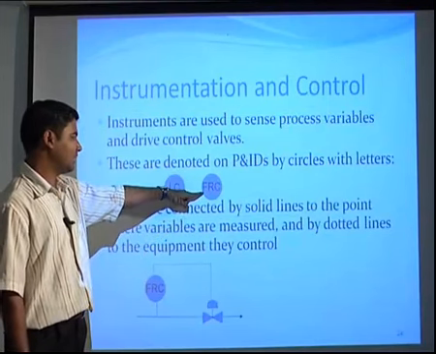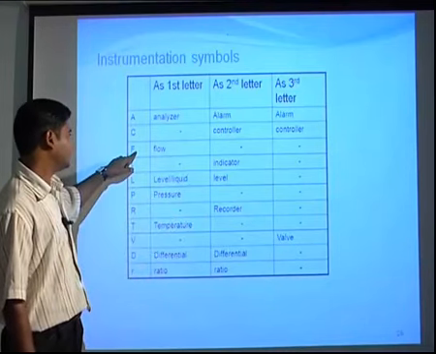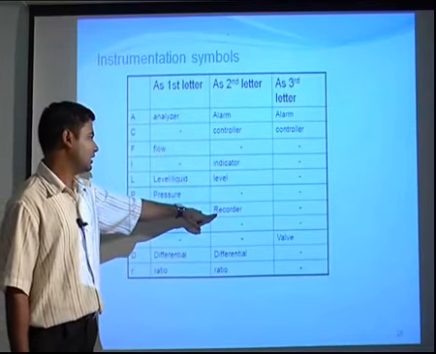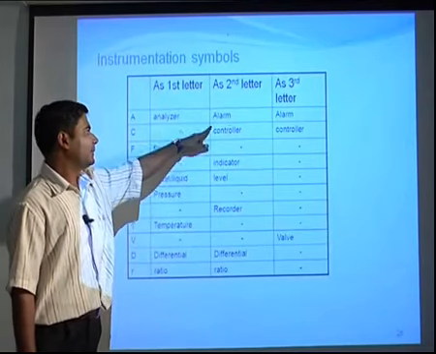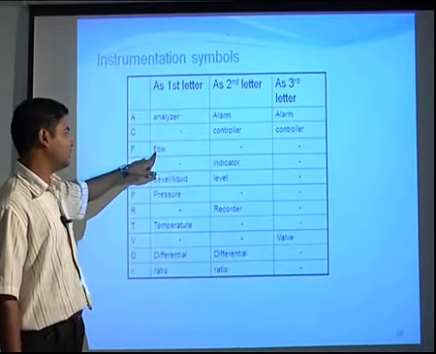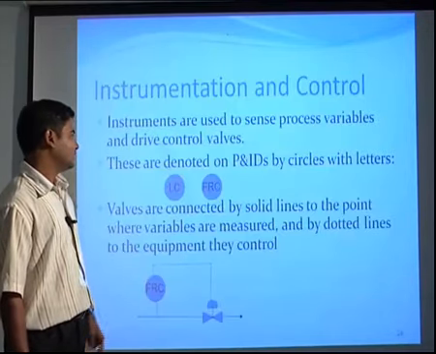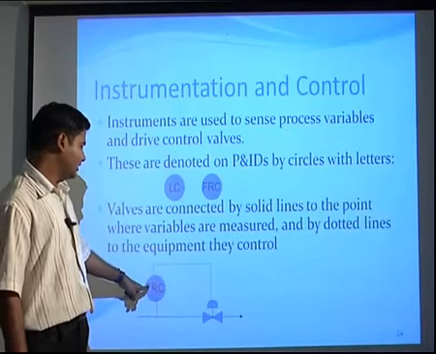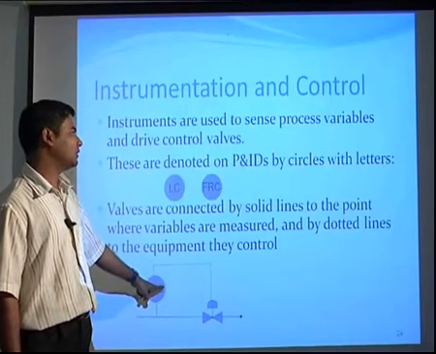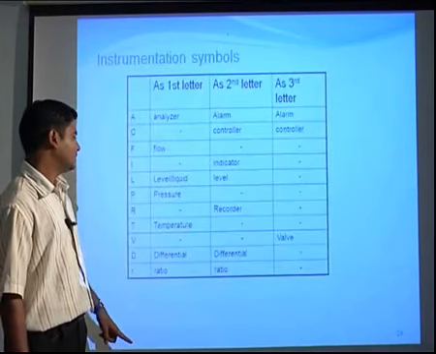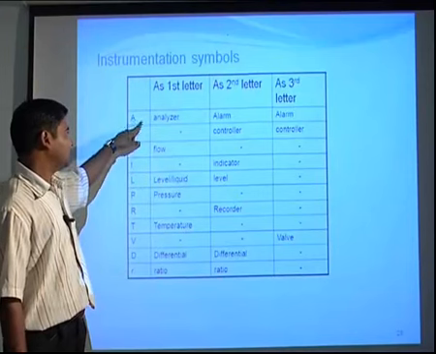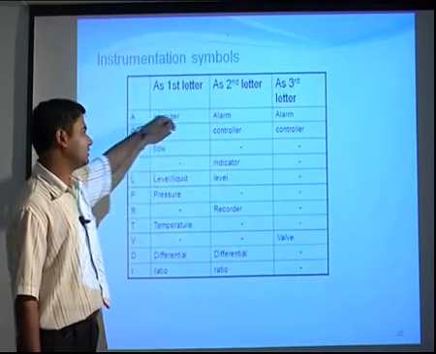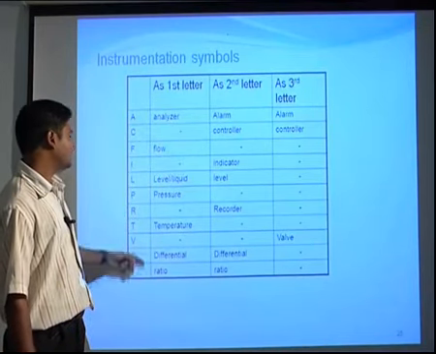Similarly, if we take the other example FRC, F is the first one, which indicates flow. Then R is the second one, that is recorder, and C is the third one, that is controller. So it is flow recorder controller. So, level controller and flow recorder controller. Here it will measure the flow, record it and control it. Similarly there are different kinds. A represents analyzer when it comes first. Second it will be alarm and third it will be alarm. And similarly others are there.